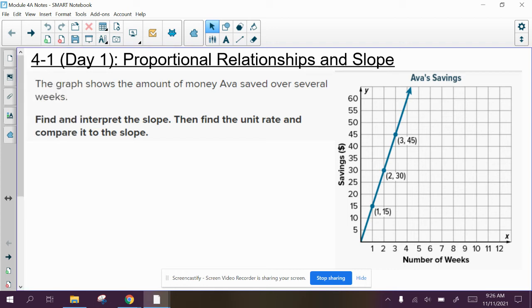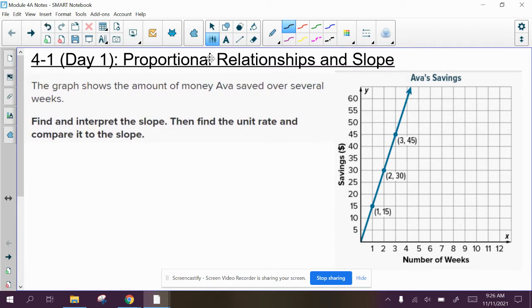All right, so the first one says the graph shows the amount of money Ava saved over several weeks. We have find and interpret the slope. We aren't going to discuss the unit rate at all because in this case, the slope and the unit rate are always going to be the same answer. So there are a couple different ways to find slope.